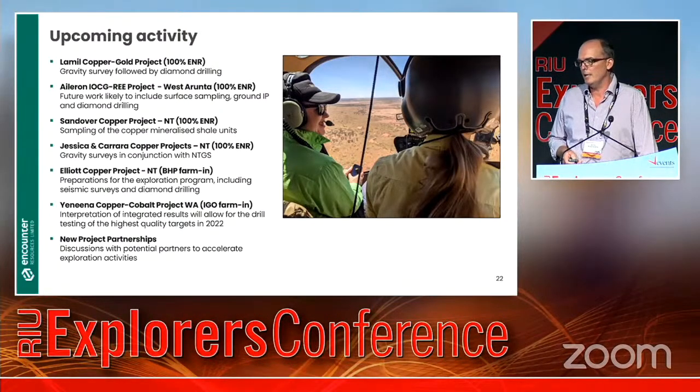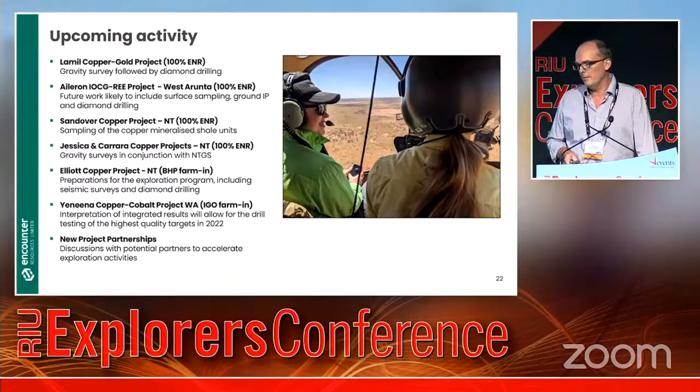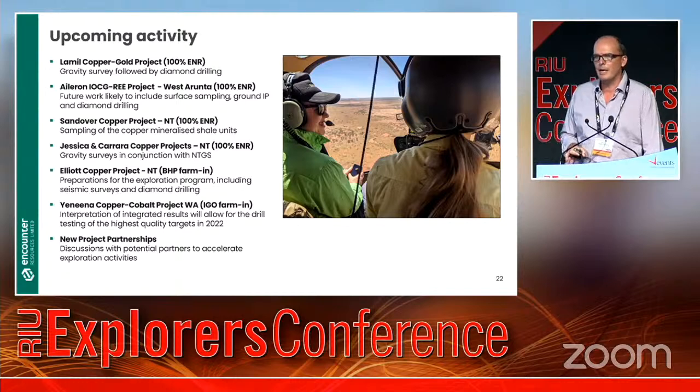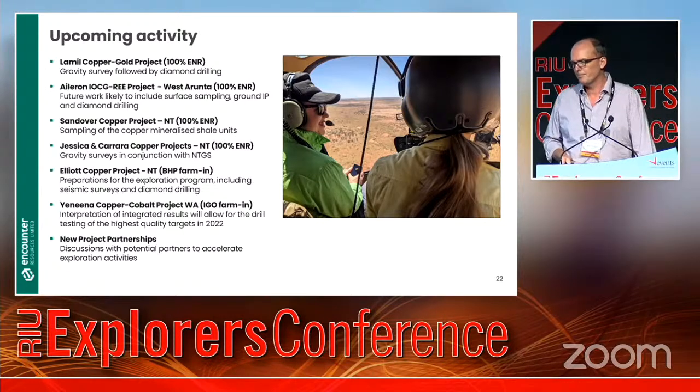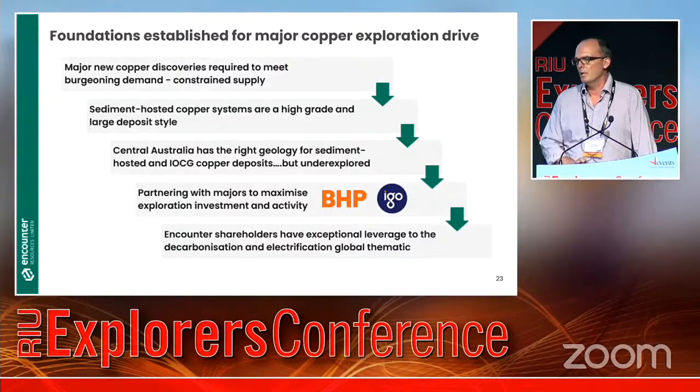BHP is going to kick off their exploration at Elliott. And IGO's got a lot of work planned in the Patterson Province, and we're ongoing. We look at all of our projects at various gating points. We make decisions as to whether to partner or do it 100%. So we think we've got the foundations established for what's going to be a major exploration push in Central Australia, and we're well positioned in three of the main districts that we think are going to deliver success.